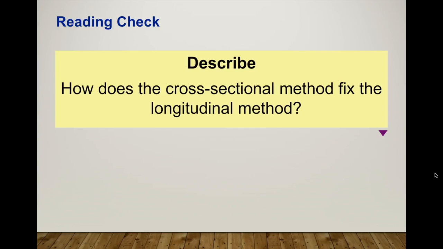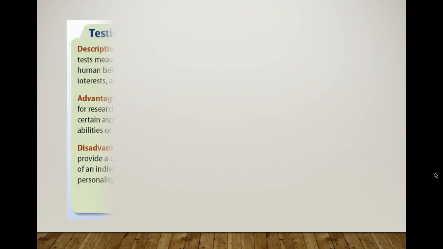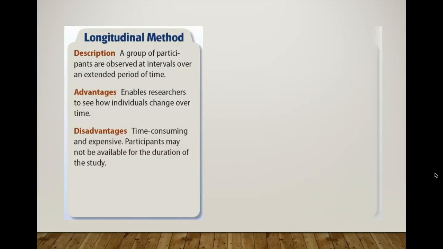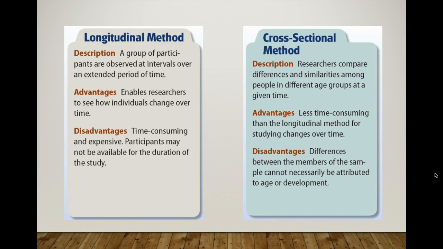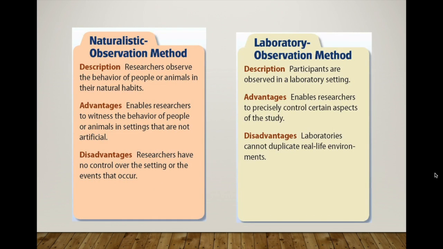How does the cross-sectional method fix the longitudinal method? And here are the descriptions, advantages, and disadvantages of the different methods. There's testing method and case study method. Feel free to pause as needed. The longitudinal method and cross-sectional method. Naturalistic observation method and laboratory observation method.